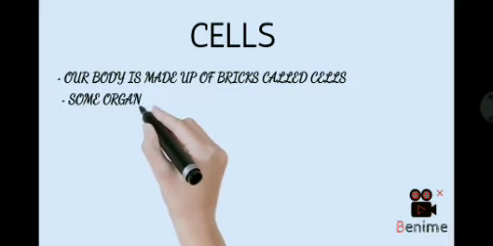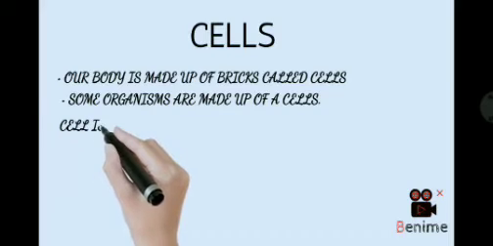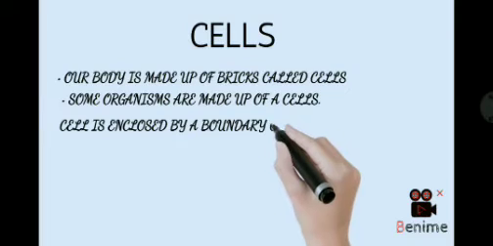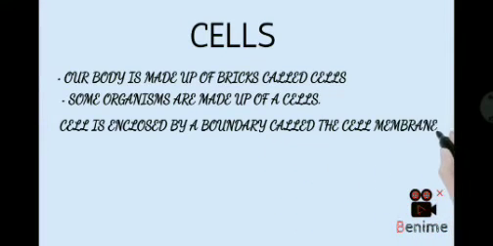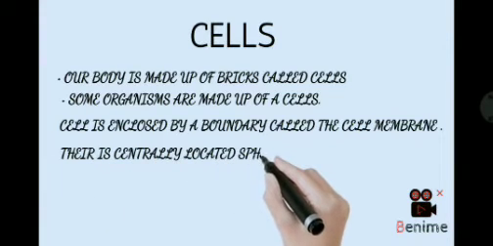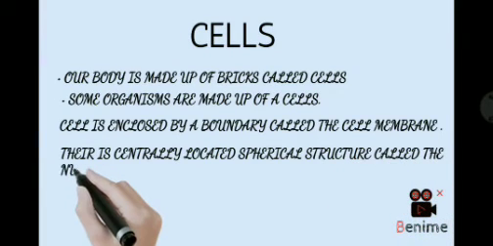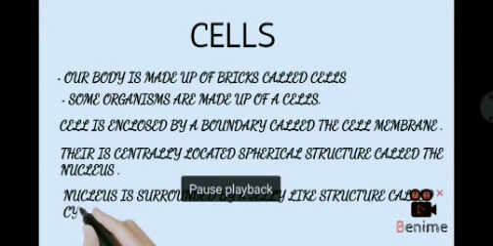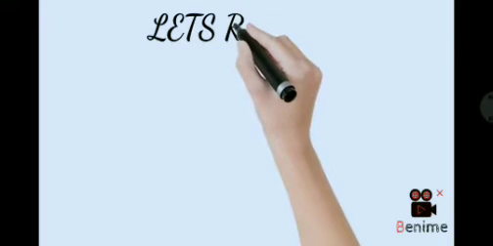Now, what are cells? A body is made up of bricks called cells. Organisms are made up of cells, and the cell is enclosed by a boundary called the cell membrane. There is a centrally located spherical structure called the nucleus, which is the main part. The nucleus is also surrounded by a jelly-like substance called the cytoplasm.